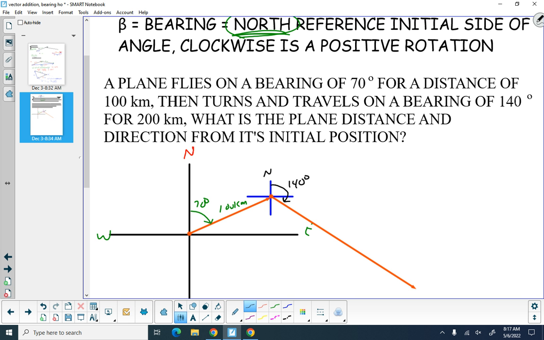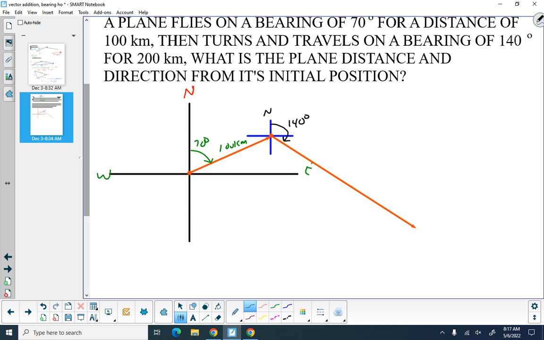What we want to find is the plane's distance and direction from the initial position. So we want to find our resultant vector. What is the result of adding this vector and this vector? What is the big bad wolf's shortcut way to grandma's house?